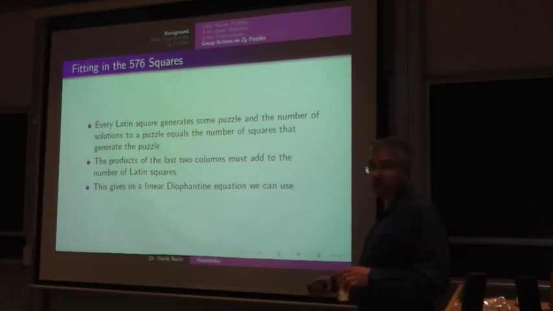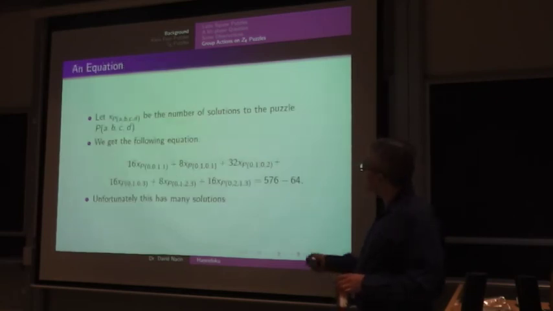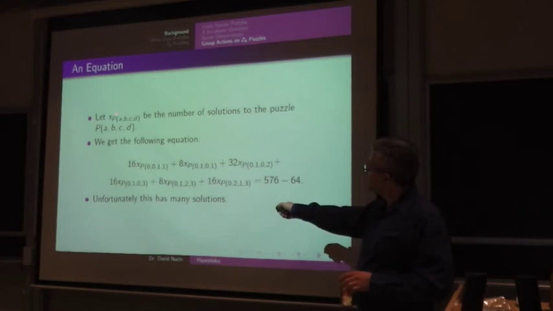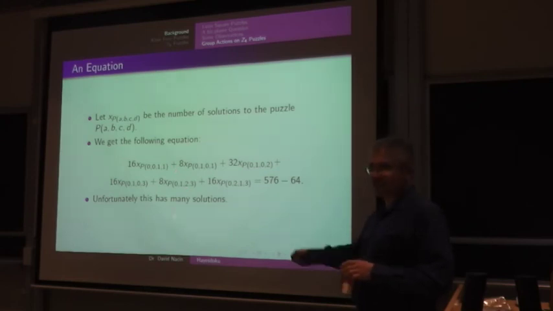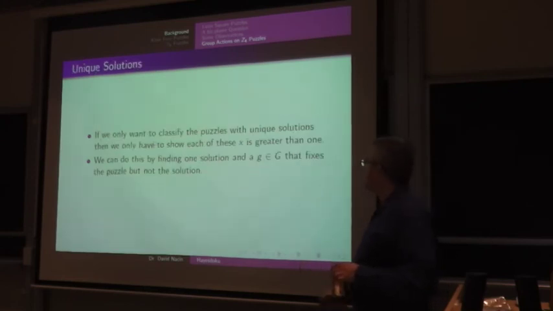So we basically have those 6 unknowns. What I could do is I could define x of p, a, b, c, d to be the number of solutions to that puzzle. And it gives me the following equation, with minus the 64 for the ones we already know with our solutions. And if this had one solution, we'd be done, but obviously this has many solutions. But if I only want to classify the puzzles with unique solutions, all I have to show is that each of those things happens to be greater than 1. Each of those variables is greater than 1.